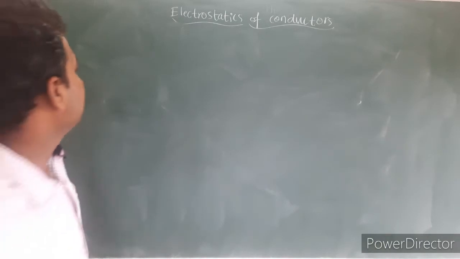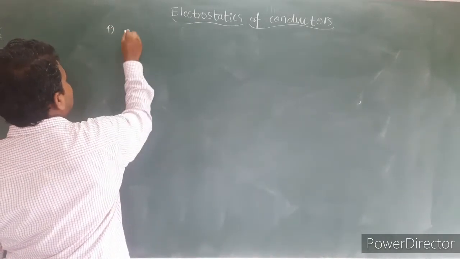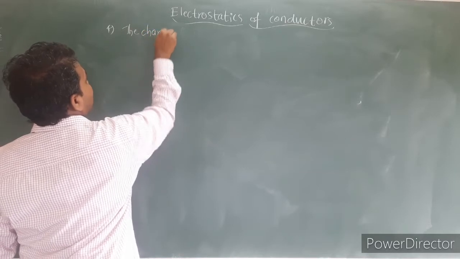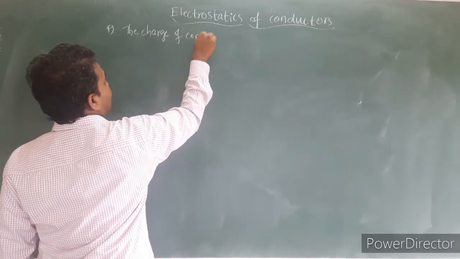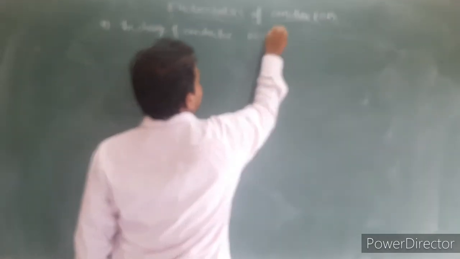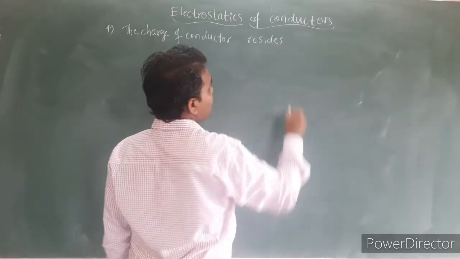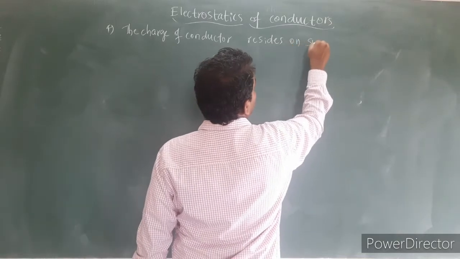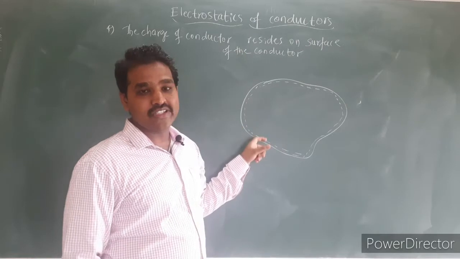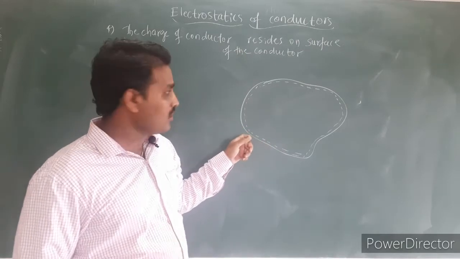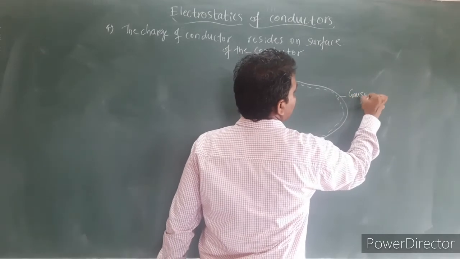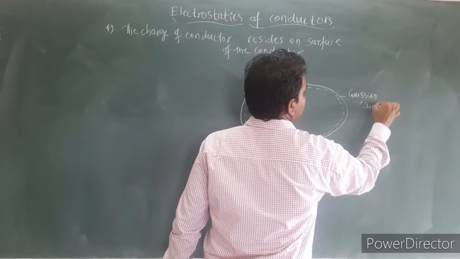Next, we have the fourth point. We can write it as: the net charge of the conductor resides on the surface of the conductor. Here we can understand this using Gauss law. So here, this is the Gaussian surface.